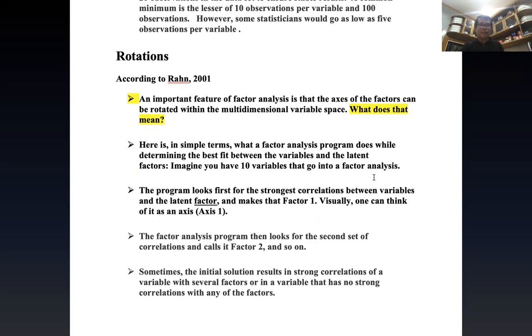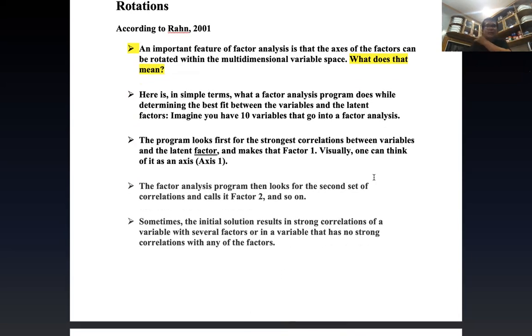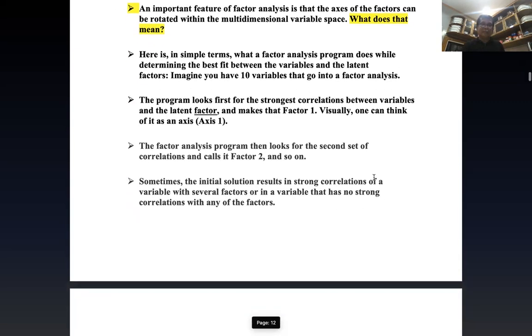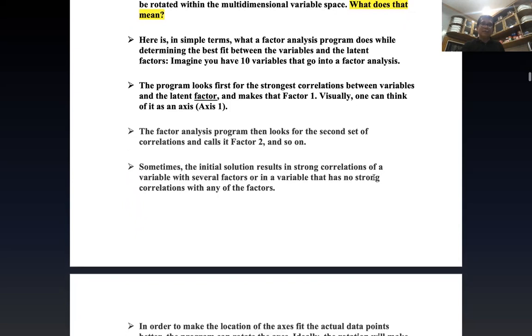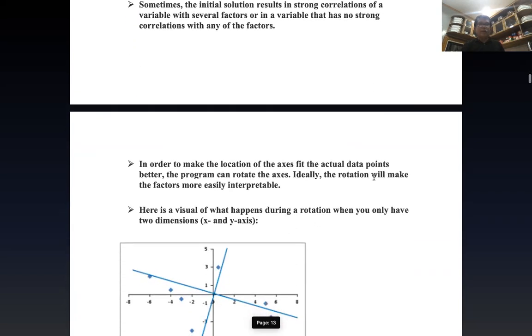Visually, one can think of it as an axis, axis 1. The factor analysis program then looks for the second set of correlations and calls it factor 2, and so on. Sometimes the initial solution results in strong correlation of a variable with several factors, or in a variable that has no strong correlation with any of the factors. In order to make the location of the axis fit the actual location of the data points better, the program can rotate the axis. Ideally, the rotation will make the factors more easily interpretable.